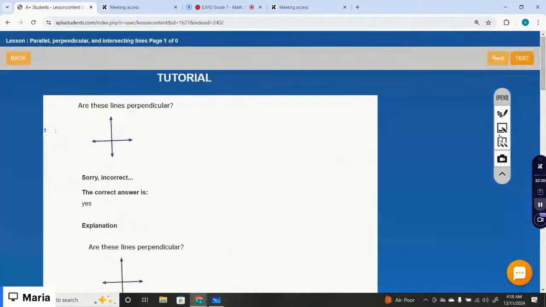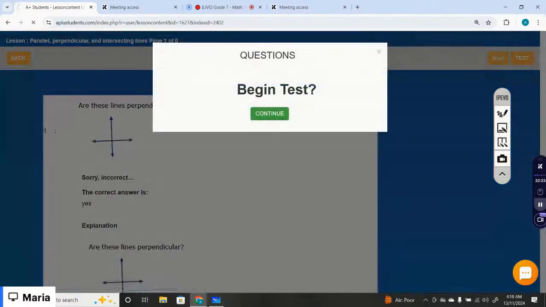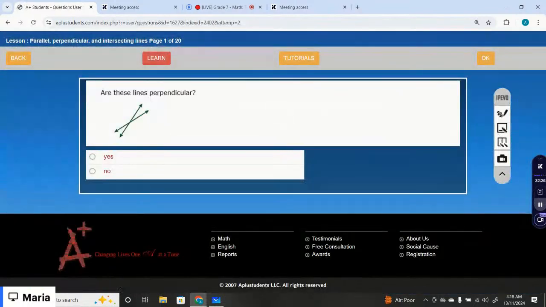Let's just start with the test questions. Are these lines perpendicular?